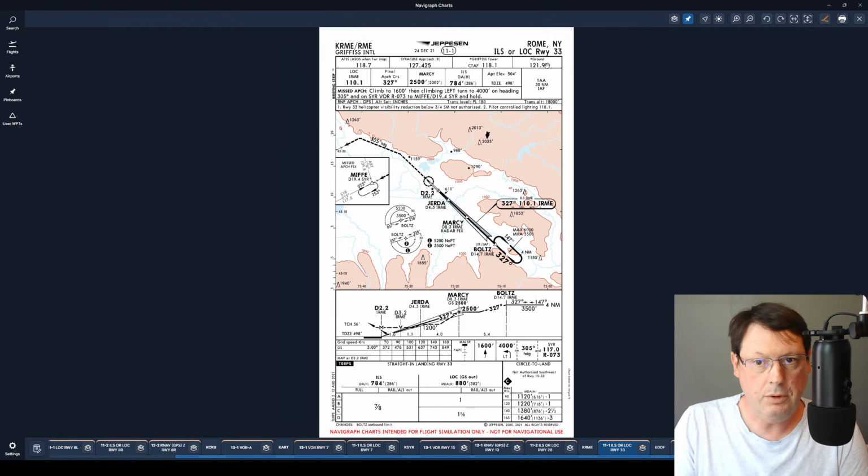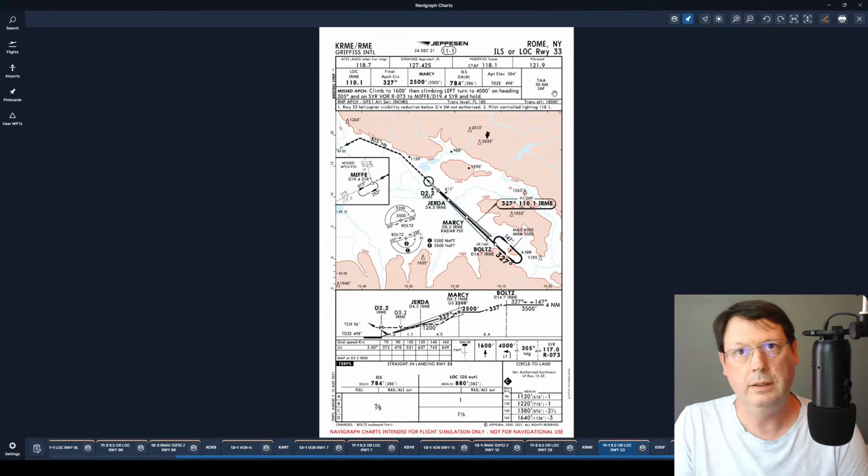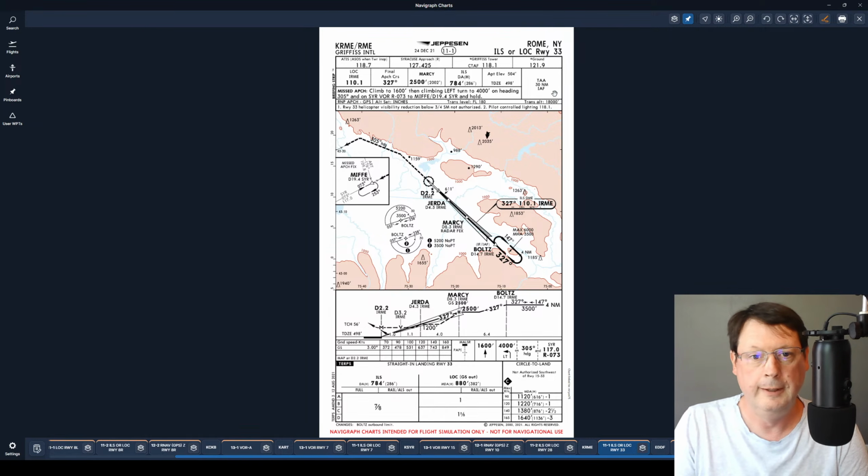There's always going to be a block over here that gives you what's called an MSA, a minimum safe altitude, which is basically an emergency altitude that you can use if you have an issue of some kind. And down here, you're going to have the notes. There's going to be some altitude information, and we'll get into that shortly. And there's going to be any notes that might be relevant to you flying the approach.